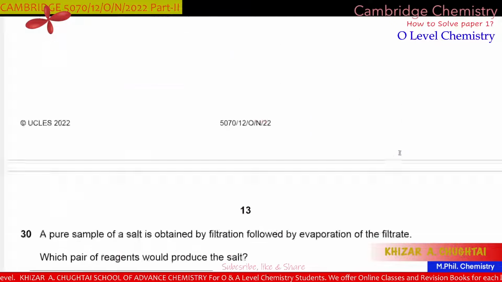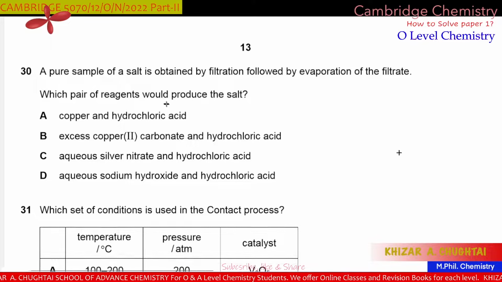Question number 30. A pure sample of salt is obtained by filtration followed by evaporation of the filtrate. Which pair of reagents would produce the salt? Copper in hydrochloric acid. Copper does not react with any acid, especially dilute acid, to make a salt. It can react with concentrated hydrochloric acid or concentrated sulfuric acid.